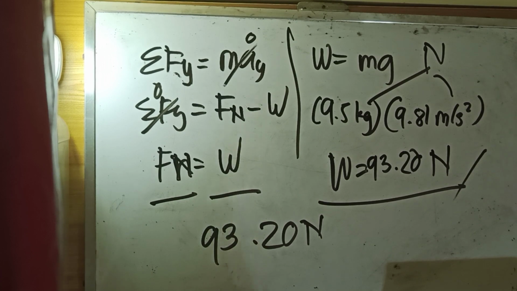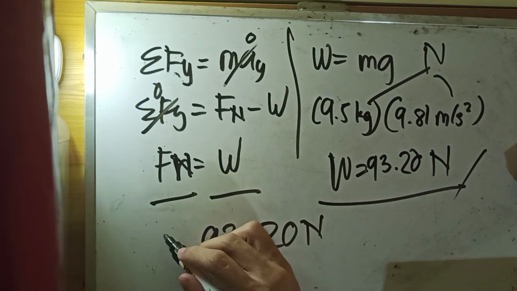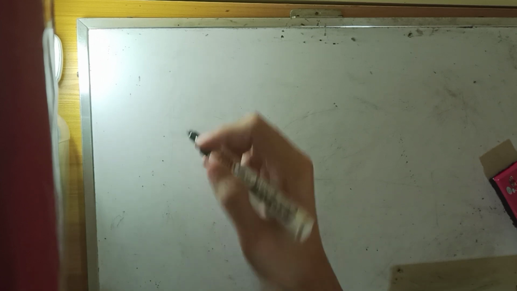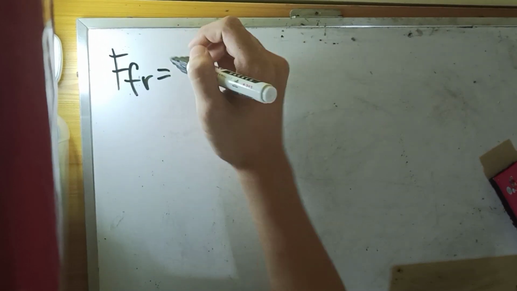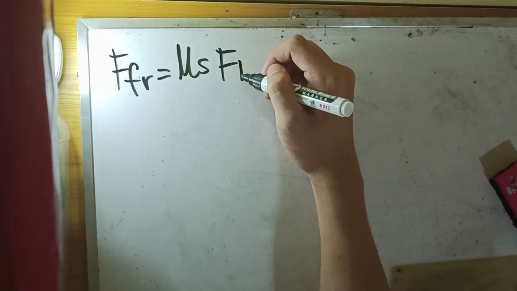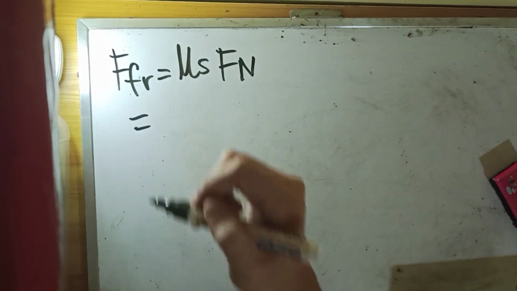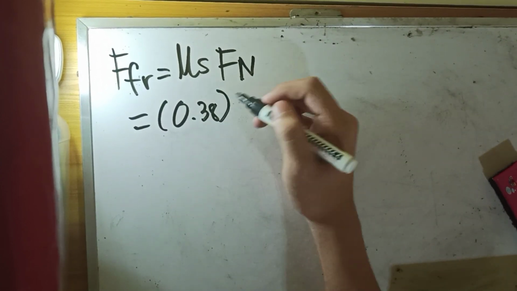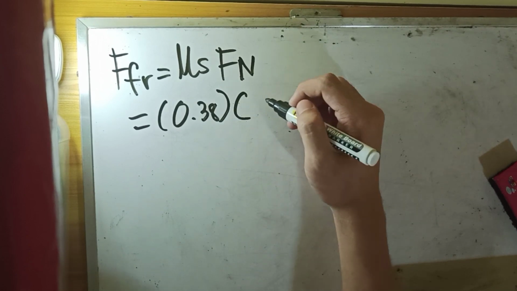Pwede na natin isolve yung ating force of friction dahil nakuha na natin yung ating normal force, which is 93.20 Newton. Para na sa ating pagsasolve sa ating friction, ang gagamitin muna natin is yung ating static friction. Force of friction is equals to mu sub S, which is yung ating static friction, multiply sa ating normal force. Given the values that we have, meron tayong 0.38 static friction, multiply sa nakuha nating normal force, 93.20 Newton.